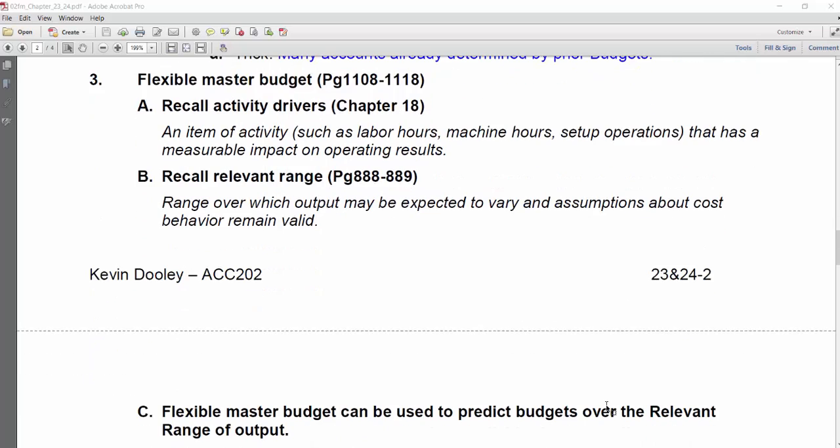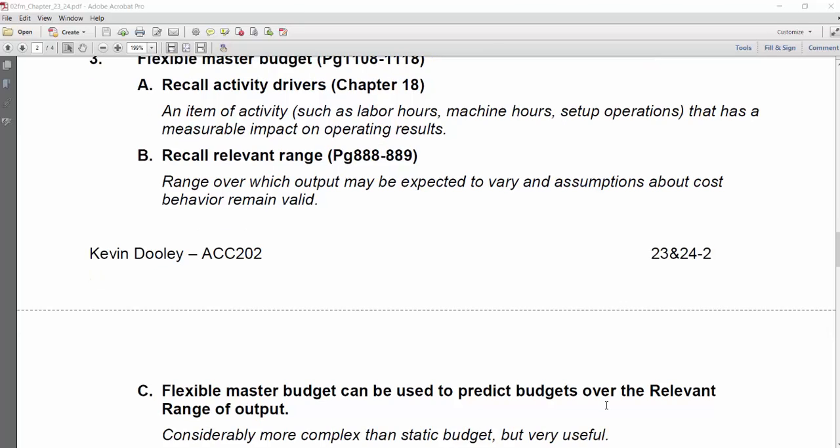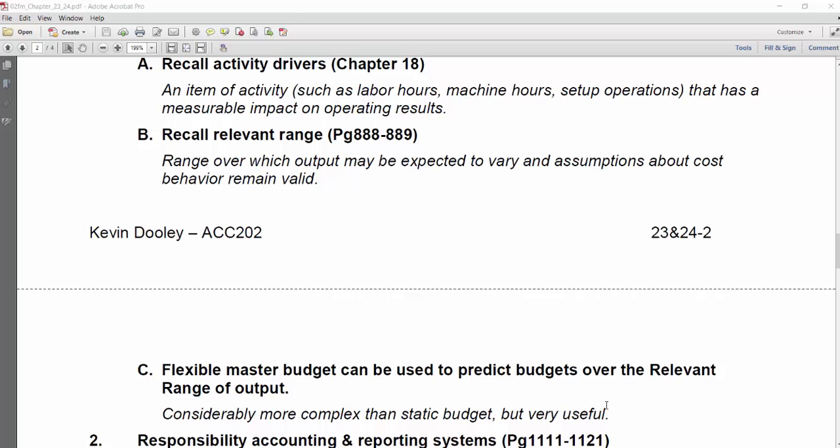You can use the flexible master budget to predict your budgets over the relevant range of output. Now this is a lot more complex than a static or a one-shot budget, but it's very useful. So you would, for example, have various costs at various levels of sales and production. And the budget could be used to tell you, based on what you actually did production-wise, how did you stack up against what you should have done for that level of production. So really quite useful and kind of misleading if you don't use a flexible budget.